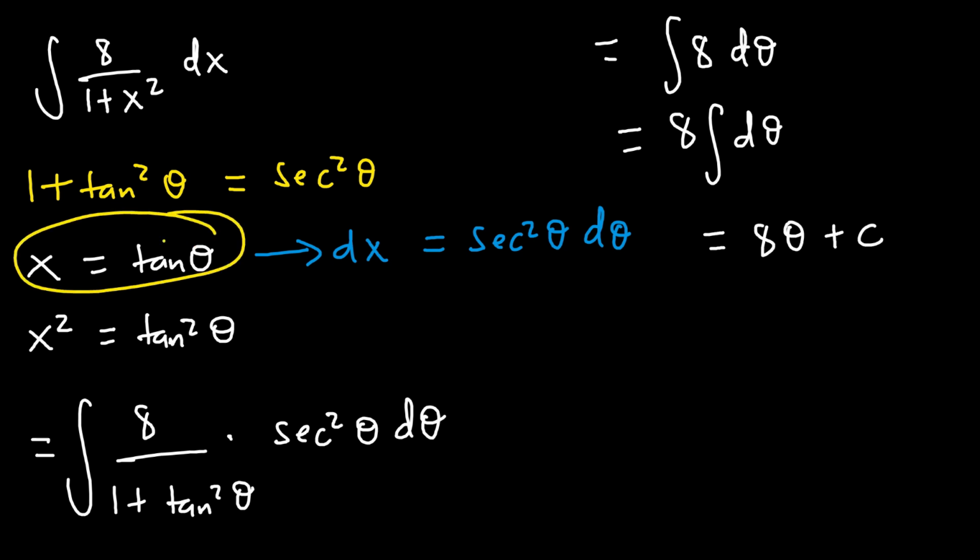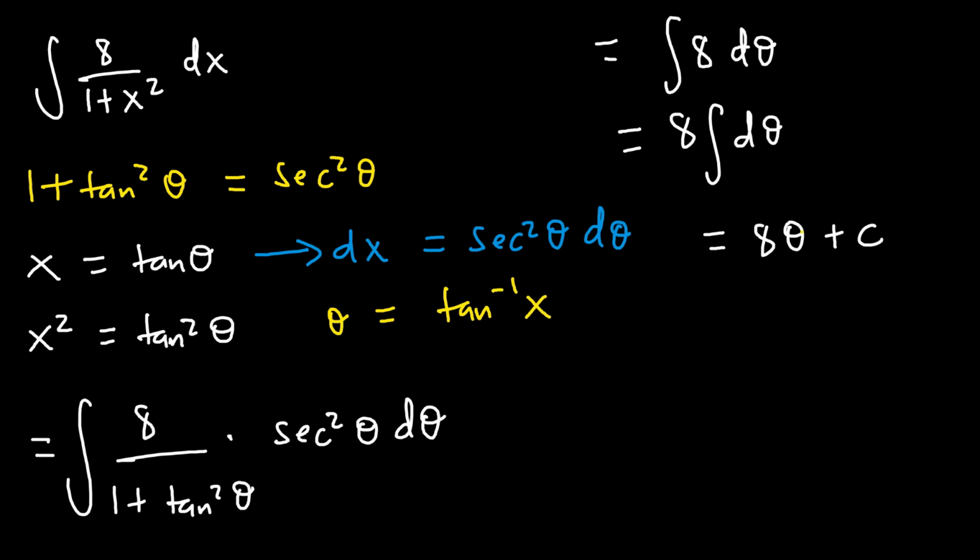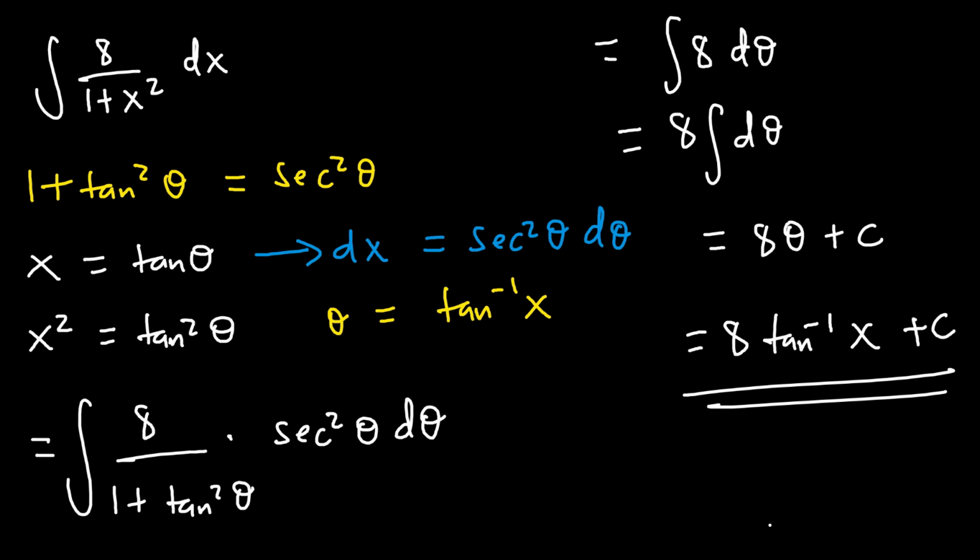Now from x equals tangent theta, if we take tan inverse, we shall have theta equaling the tan inverse of x. So we shall replace this with this. This will give us 8 times the tan inverse of x plus c, and that's our answer. So this one is called tan substitution.